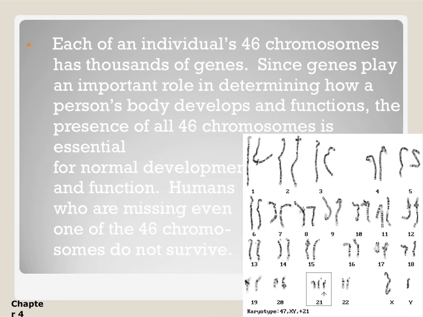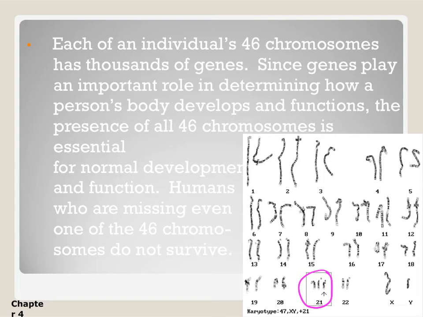If you take a look at this karyotype, they've highlighted that it has 3 instead of 2 chromosomes on number 21. Trisomy 21 is Down syndrome. Tri is 3 and somy is chromosome. So it has 3 chromosomes on number 21.